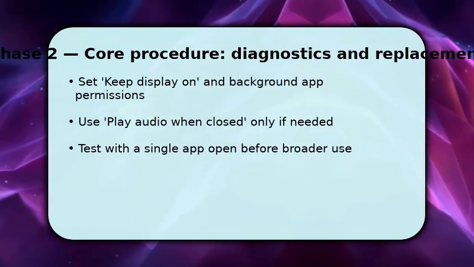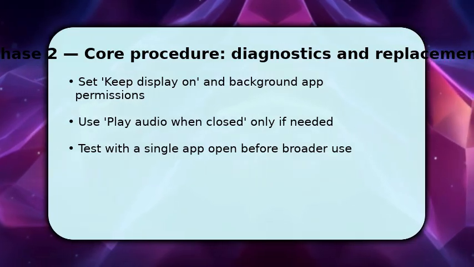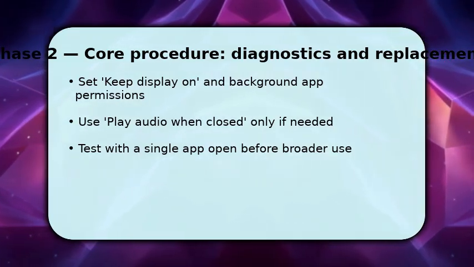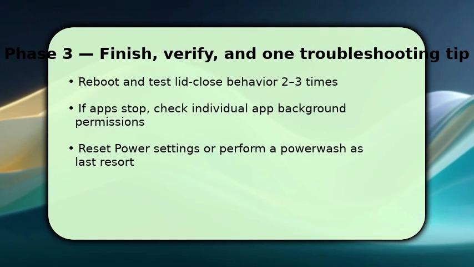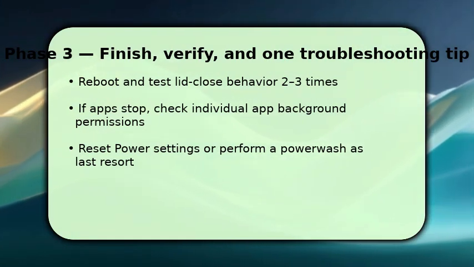Test by closing the lid briefly with one app active, then reopen to verify processes persist. Repeat until behavior matches. Finish by validating the result. Reboot, then close the lid for short and longer intervals to confirm apps remain active.